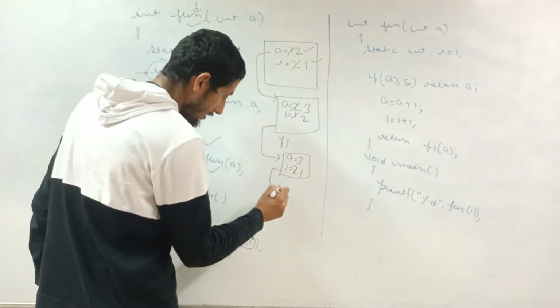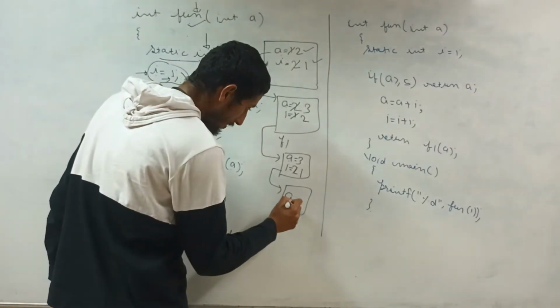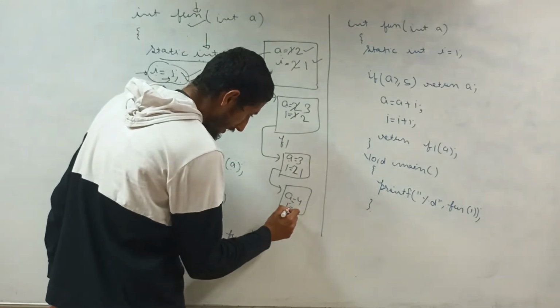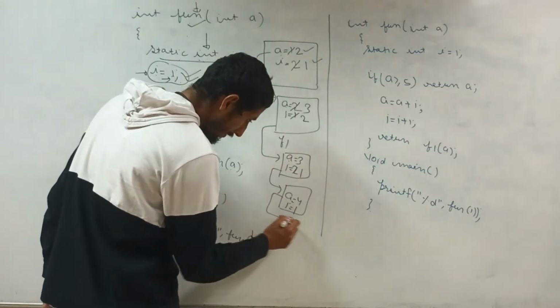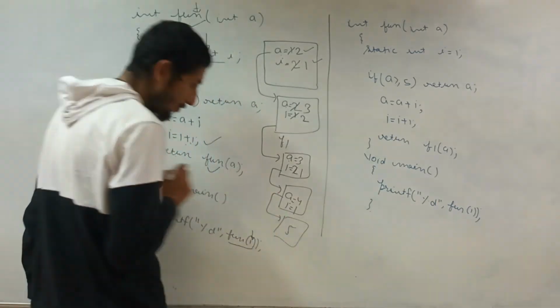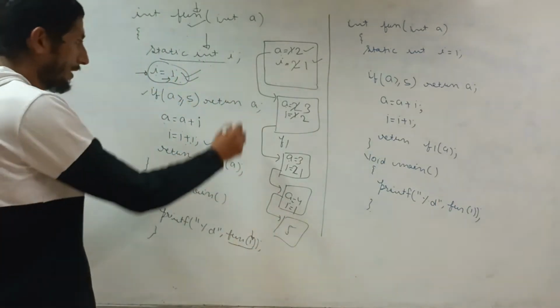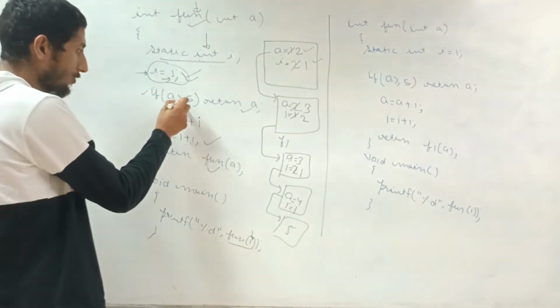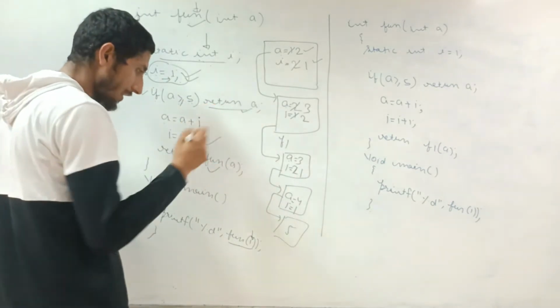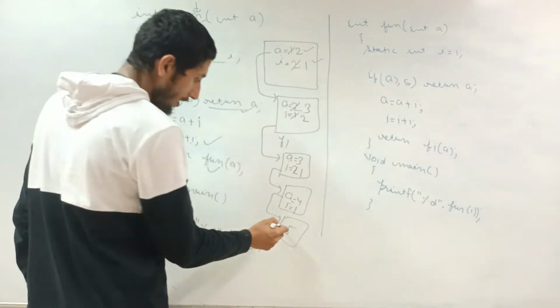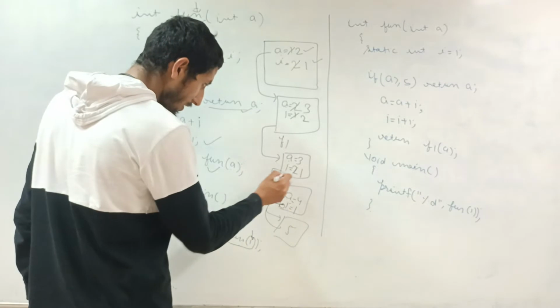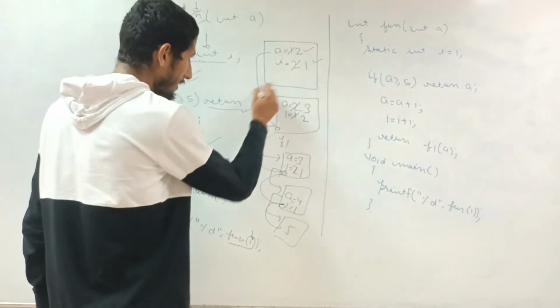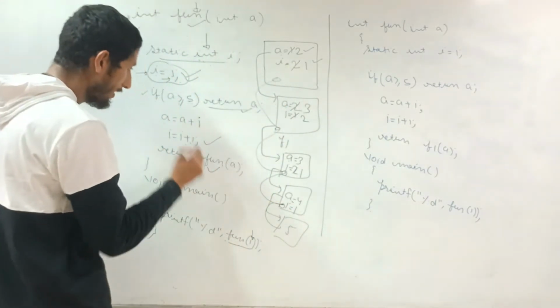Then the value of a becomes 4, and i again becomes 1, then the value of a becomes 5. The moment the value of a becomes 5, compiler control will come here. If a equals 5, return a. Where will it return? Where it has been called. So here 5, then return to here 5, here 5, and here 5 to the main. So it will print 5.